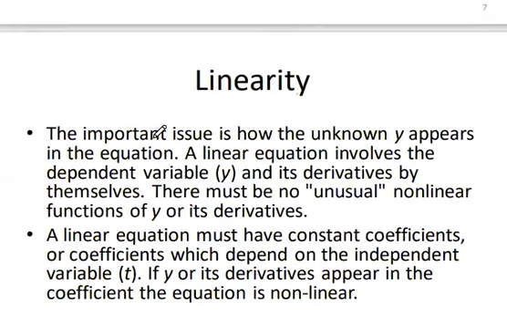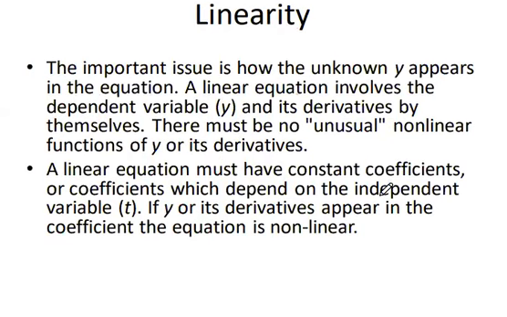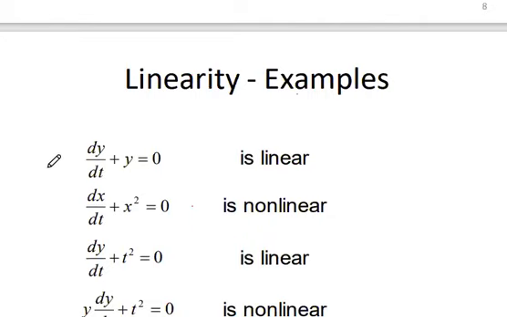An important issue is how the unknown appears in the equation. Linear involves the dependent variable and its derivatives by themselves. These are linear: the exponent is 1 and the coefficients are constant. Here x is the dependent variable, and you have x squared. t is the independent variable.